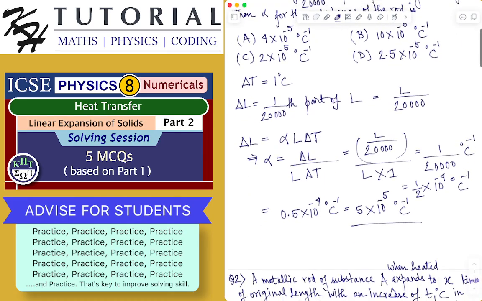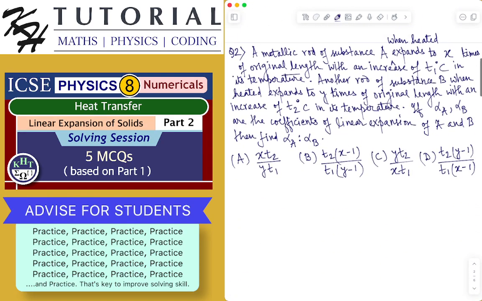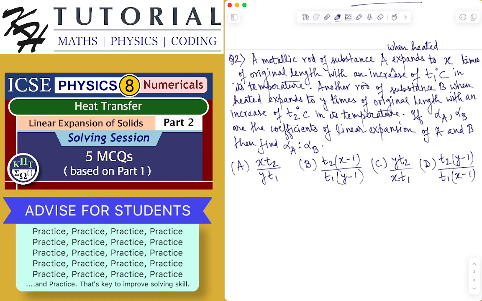Let's see the next problem. A metallic rod of substance A, when heated, expands to x times of original length with an increase of T1 degree Celsius in its temperature.